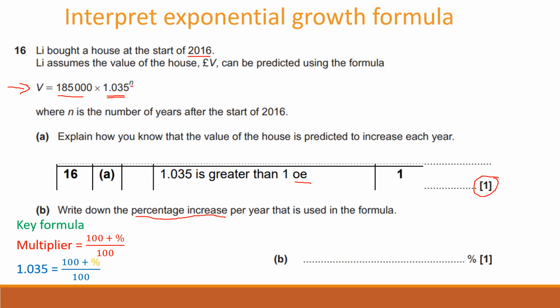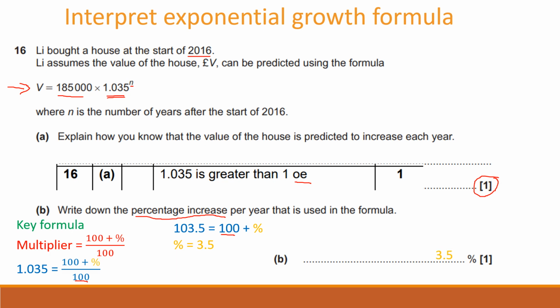Now if I multiply 1.035 by 100, it will get rid of this 100 down here in the denominator. So I'm going to multiply both sides by 100, leaving me with 103.5 is equal to 100 plus the percentage. Now to get the percentage on its own, we need to get rid of this plus 100 here. So the opposite to plus 100 is subtract 100. So the percentage is going to be 103.5 take away 100, which is 3.5%.